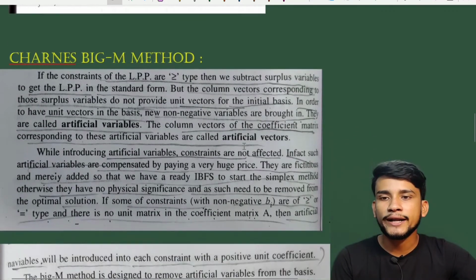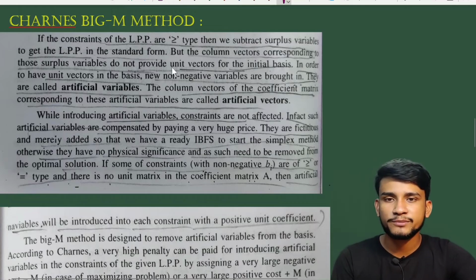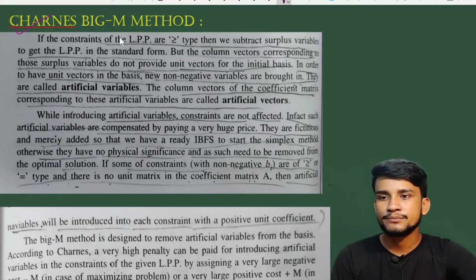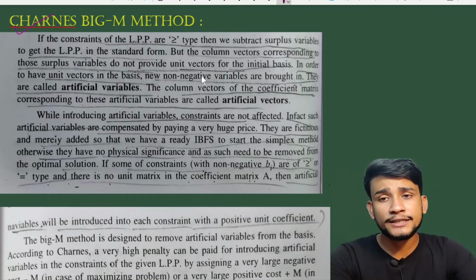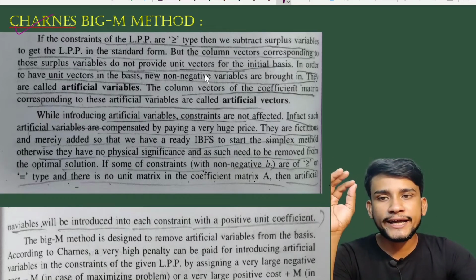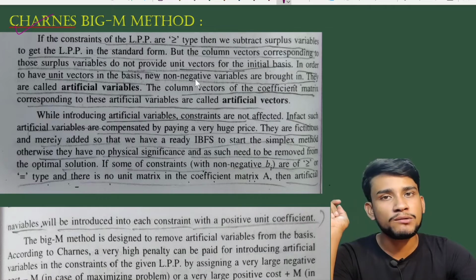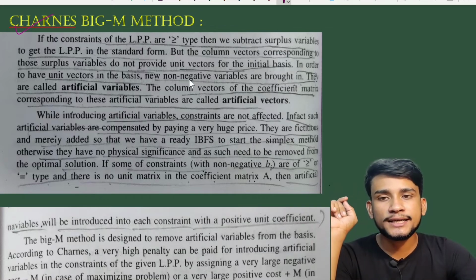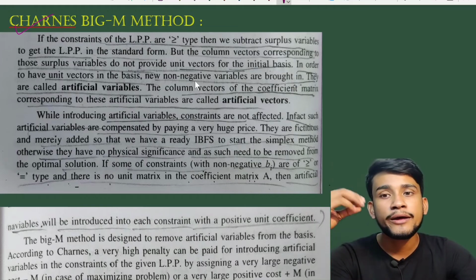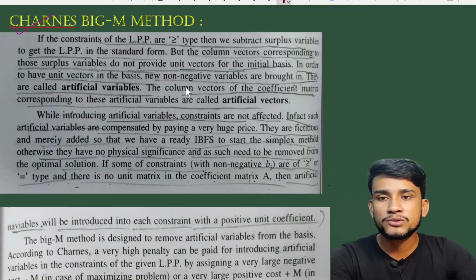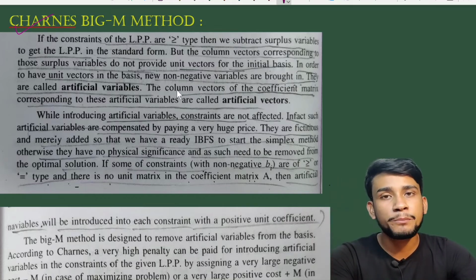Now we come to another important method of the simplex method, which is the Charnes Big M method. In the previous problem, we took the less than or equal to type inequality. But when the greater than or equal to type inequality comes, how can we solve the problem? To solve that problem, we need to know the Charnes Big M method, or simply the big M method.